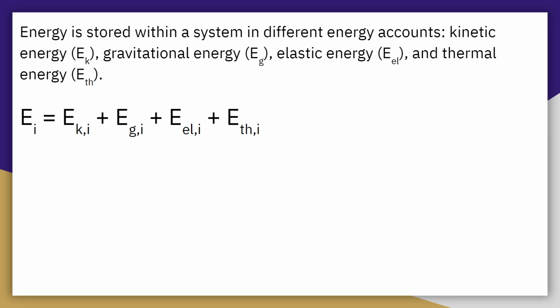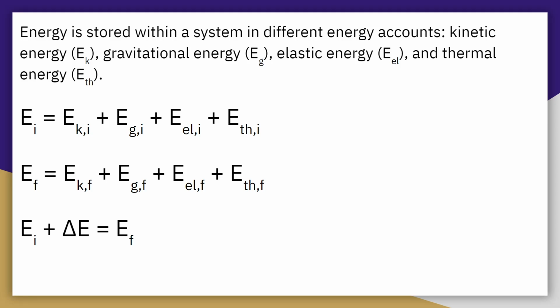Now, if we're focusing on all of our initial energy that is stored within a system, we're going to be focusing on all of what the energy within a system is doing. So our total initial energy would be the sum of the initial kinetic energy, the initial gravitational potential energy, the initial elastic energy, and that initial thermal energy. And then likewise, if we're figuring out the final energy within a system, we're focusing on all of the final kinetic energy, the final gravitational potential energy, the final elastic energy, and the final thermal energy.